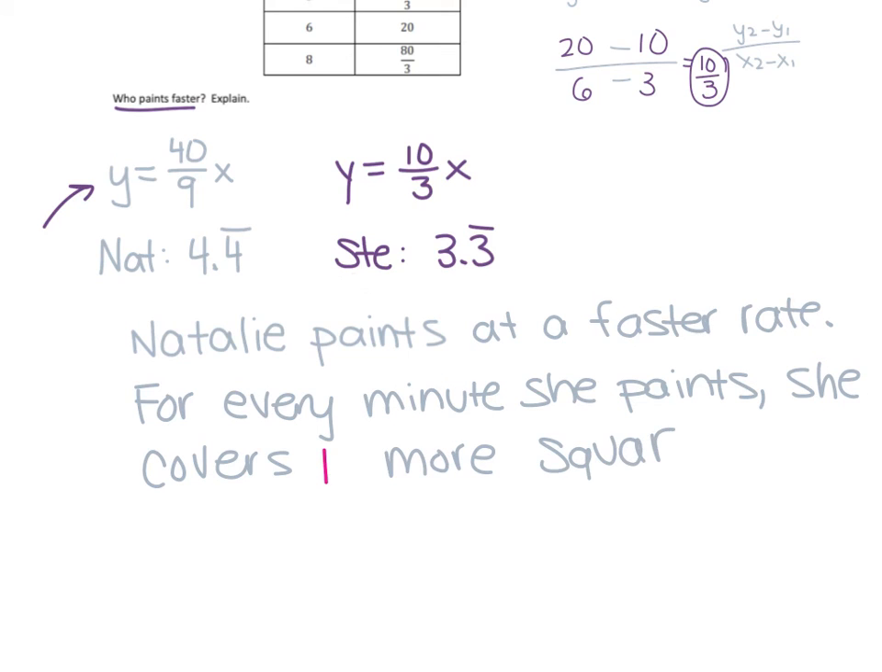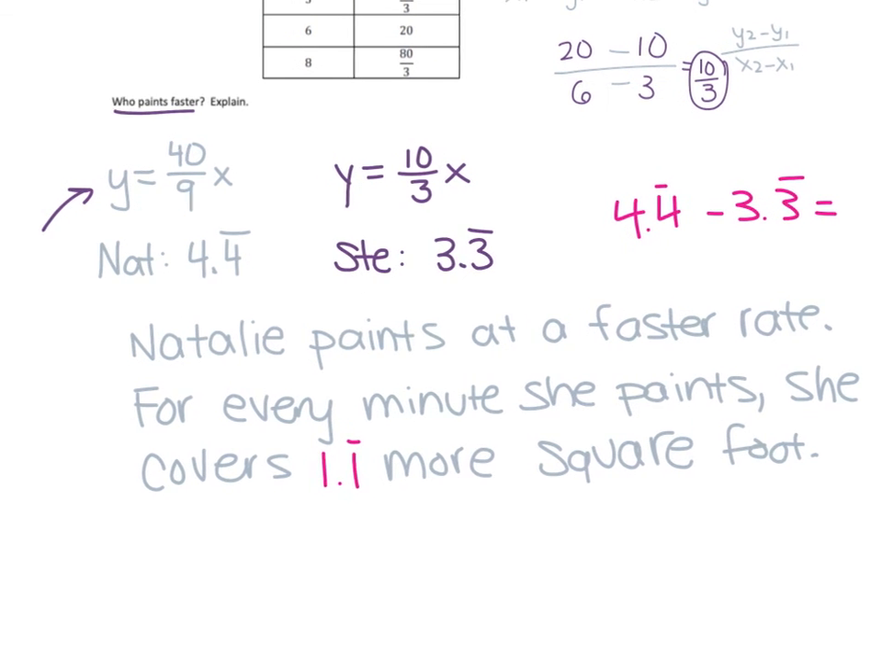Because if we subtract their rates, 4.4 minus 3.3, or on my calculator, if I do 40 over 9 minus 10 over 3, I actually get 10/9. So it's actually 1.1 repeating, but give or take an extra square foot.